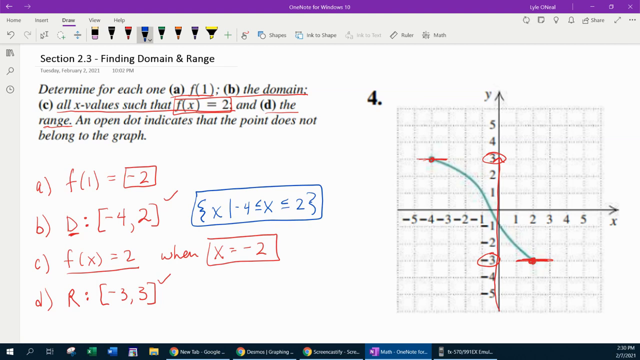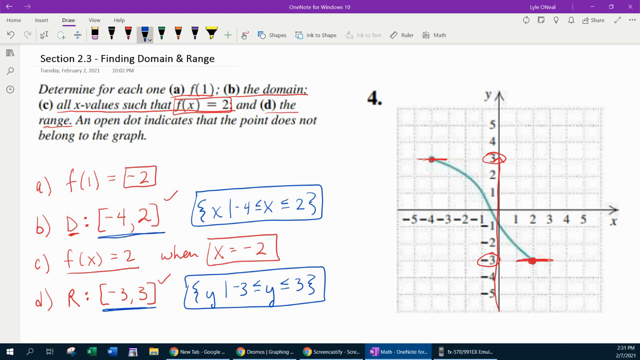For the range, it's going to be the set of all y's such that y has to be greater than or equal to -3, but less than or equal to 3. And there is the range in set notation. And you do need to know both of these. You need to know how to write interval notation and set notation.